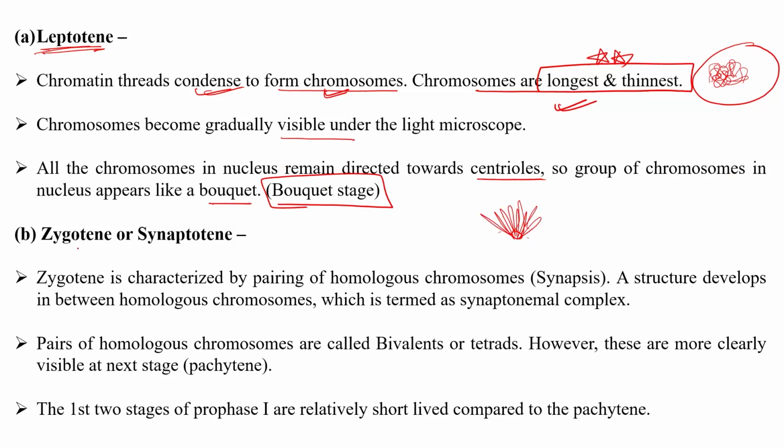The next stage is the zygotene or synaptotene stage. It is characterized, as the name suggests, zygote. We know it is produced by the fusion, right? Or synapse means joint, any joint, right? So it is characterized by pairing. The name itself suggests what happens in this stage is pairing of homologous chromosomes, that is the formation of synapses.